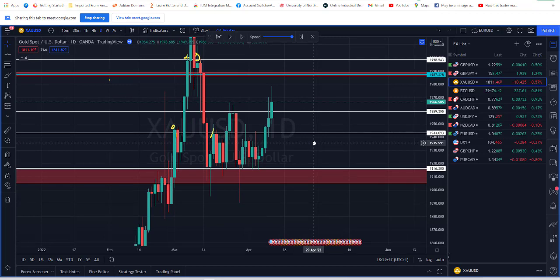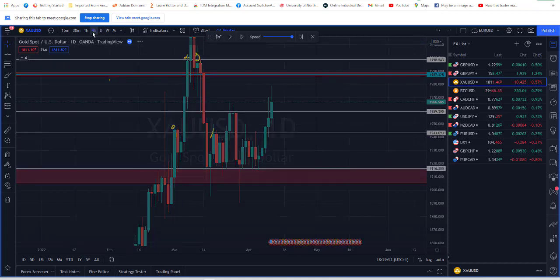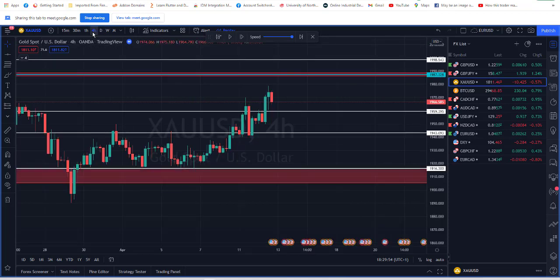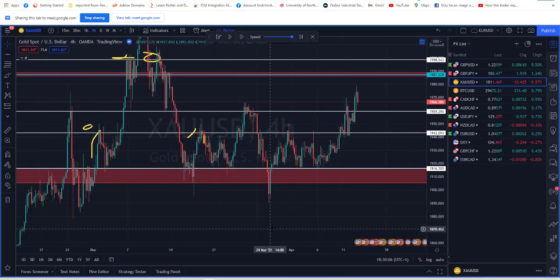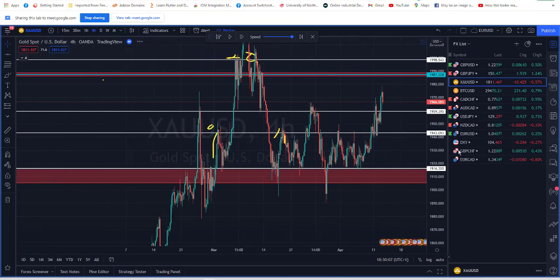What is the next thing I want to do now? I want to come down to the 4 hours. My 4 hour is where I'm going to do my normal trend line analysis, because that is where your market will most likely respect the trend lines and give you the next target for your trades. So right here we are in the 4 hour candle frame.